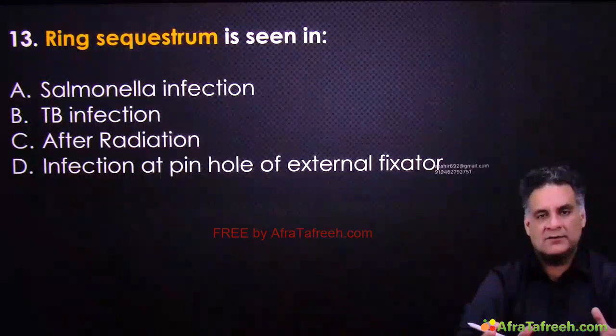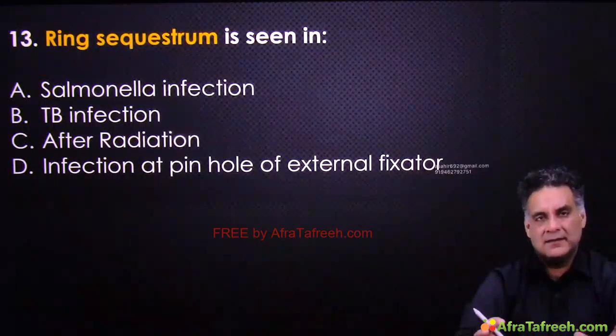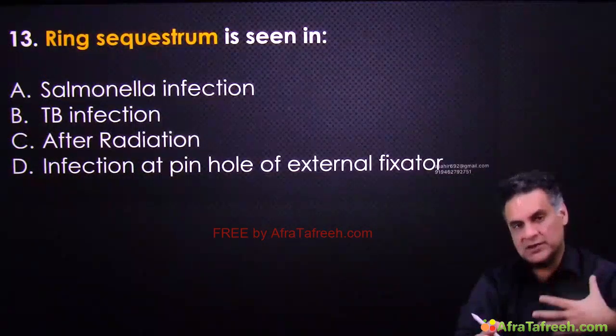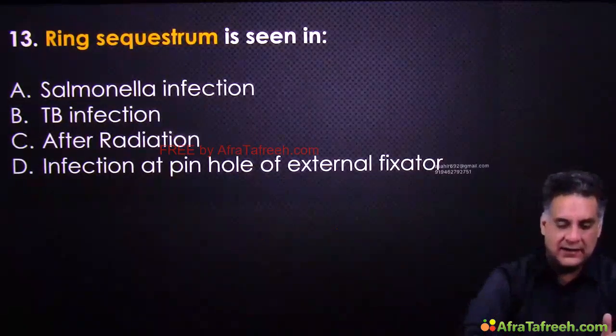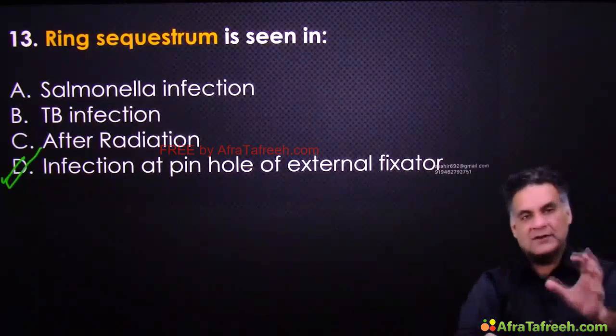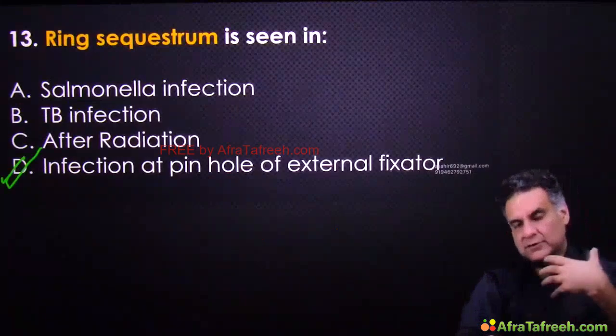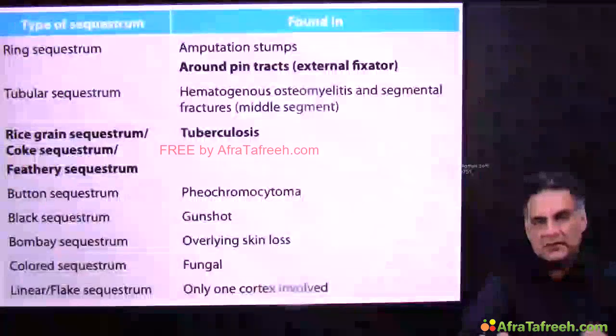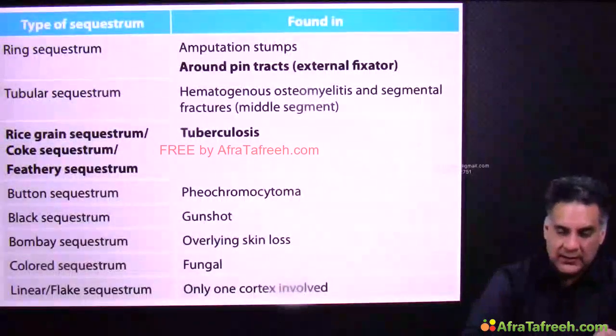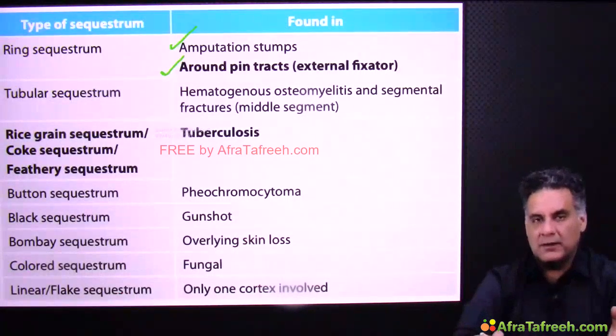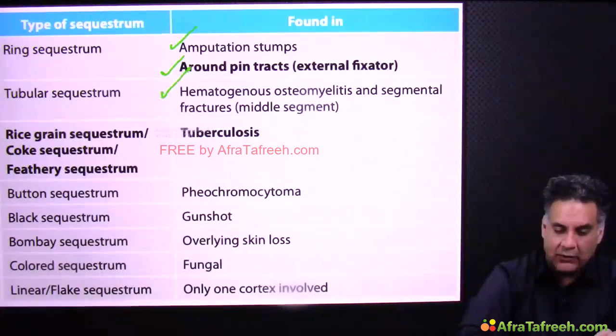Ring sequestrum is seen in... Nowadays they're encroaching upon this area. It's seen in an infection of a pinhole after a fixator. So they are encroaching upon the sequestrums. So these are some of the sequestrums. Around the pin tract and amputation stump is a ring sequestrum. Tubular is a segment involved.